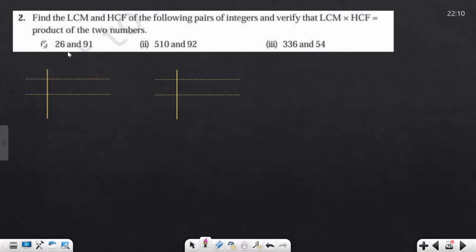First part. Okay, first target is to make the factors of 26 and 91. 26 divided by 2 is 13, and 13 divided by 13, because 13 is a prime number. 91 divided by 7 gives 13, and 13 is a prime factor. So how do you solve 26? First make the prime factors, after that write the factors like this. Okay, 2 into 13, and the factors of 91 are 7 into 13.